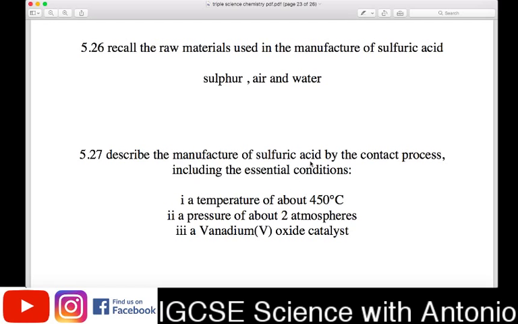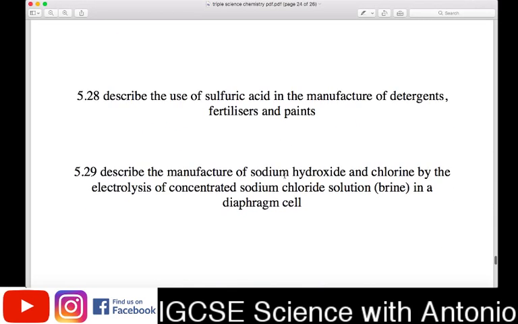Now, the general flow in making sulfuric acid is that you have to combust sulfur in air, and that forms SO2. You can further burn SO2, and it forms sulfur trioxide, SO3. And then you react it with sulfuric acid to form oleum, and then you can further dilute this oleum to form more sulfuric acid. So you use sulfuric acid to make more sulfuric acid. Basically, you have to know that sulfuric acid can be used for detergents, fertilizers, and paints.